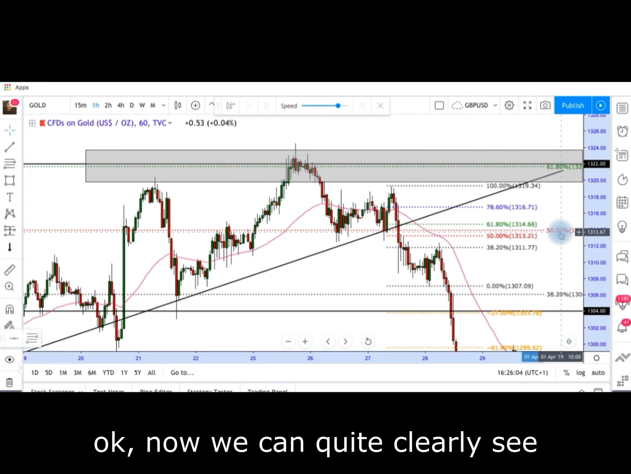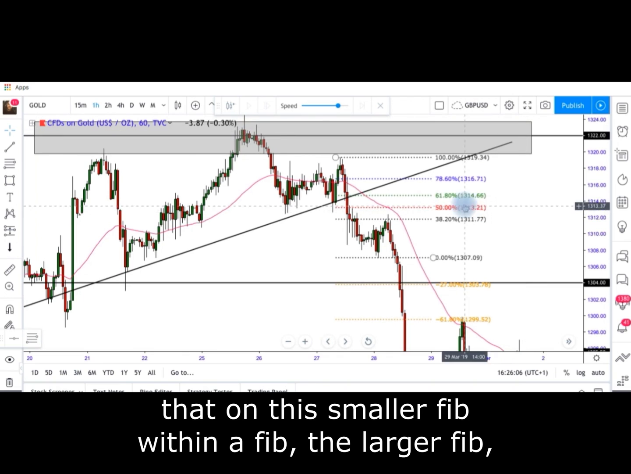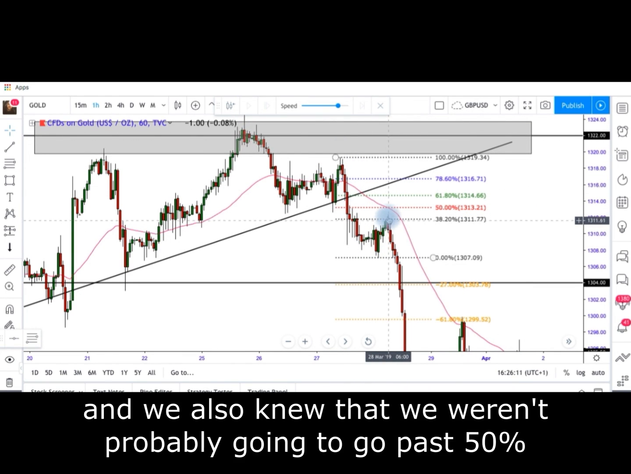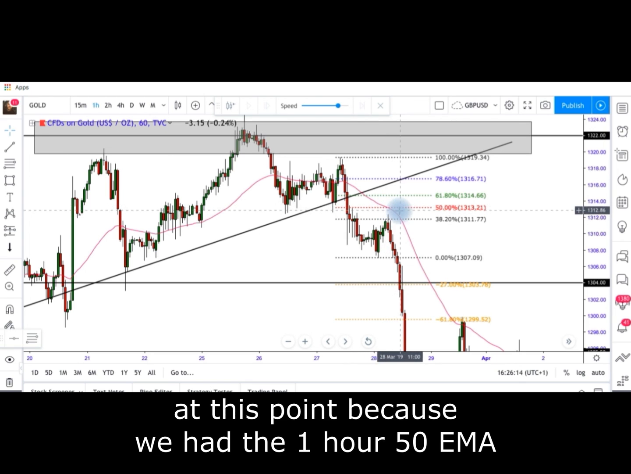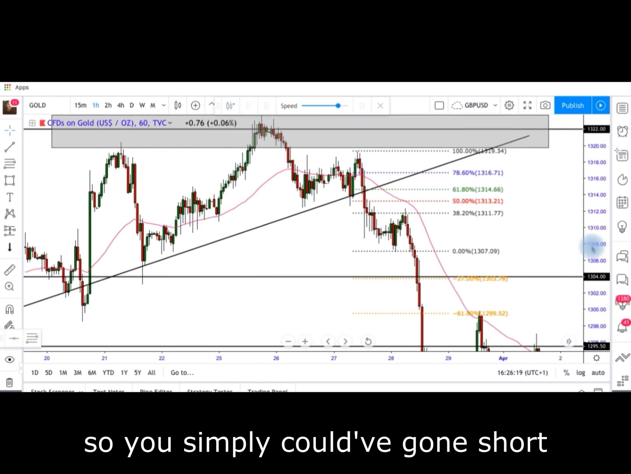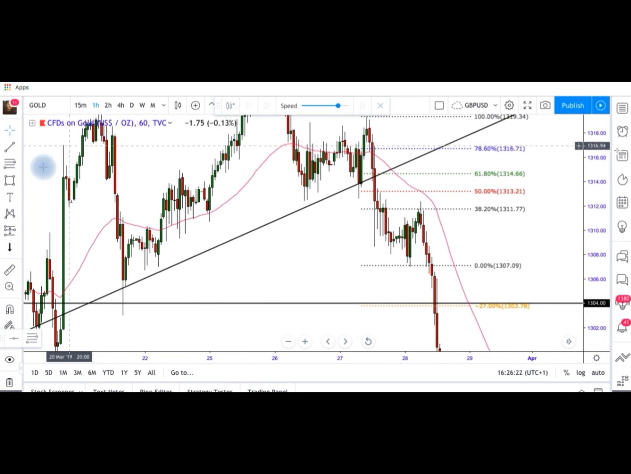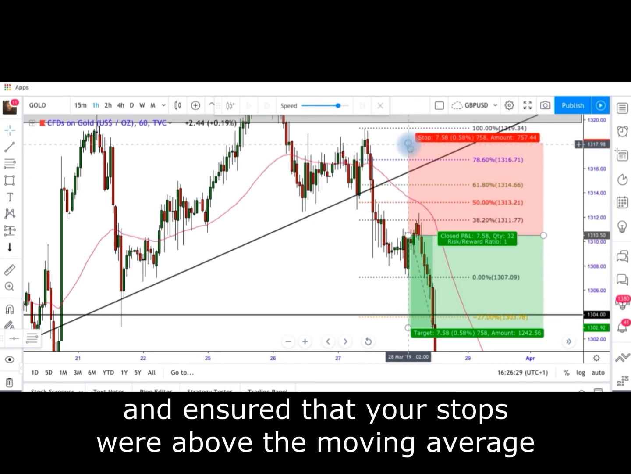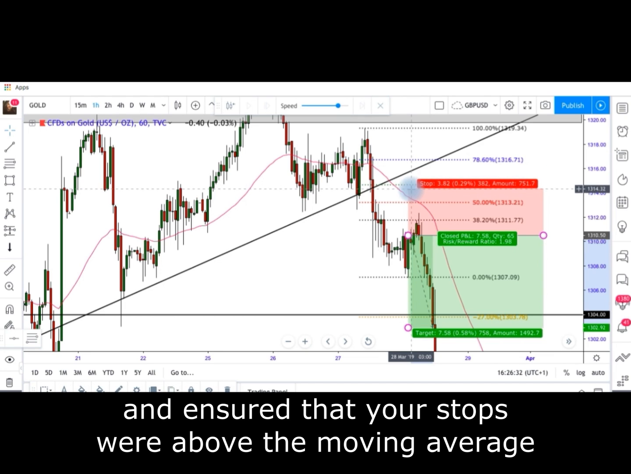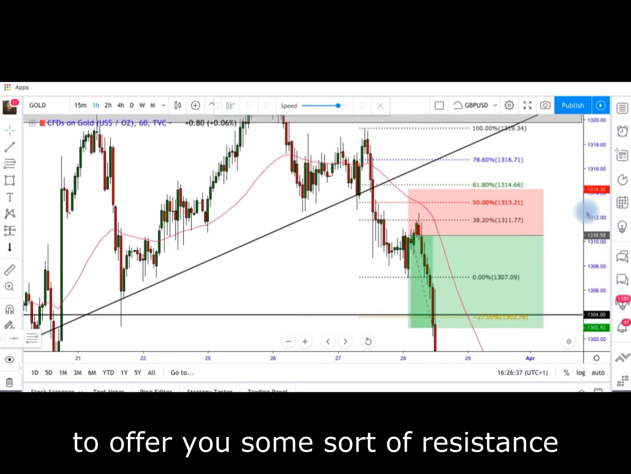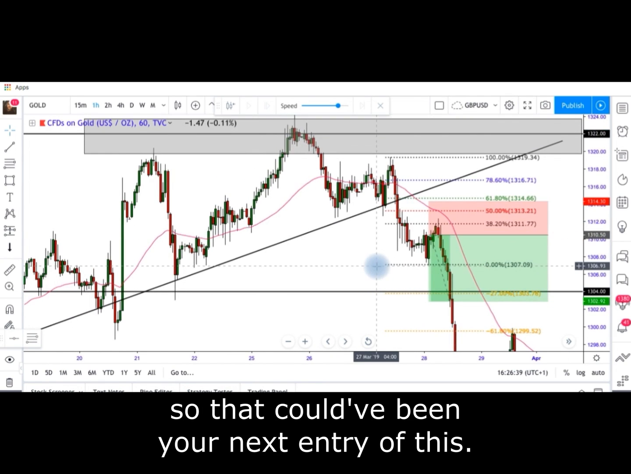Okay, now we can quite clearly see that on this smaller fib within a fib, the larger fib, we broke and we came up to the 38.2. And we also knew that we weren't probably going to go past 50% at this point because we had the 1 hour 50 EMA, which was providing us some dynamic resistance. So you simply could have gone short straight off this candlestick here, which is a bearish engulfing candlestick, and ensured that your stops were above the moving average to offer you some sort of resistance to this particular trade. So that could have been your next entry of this.